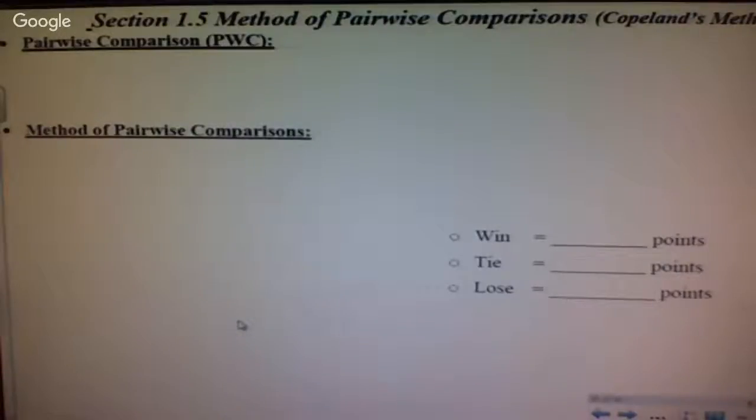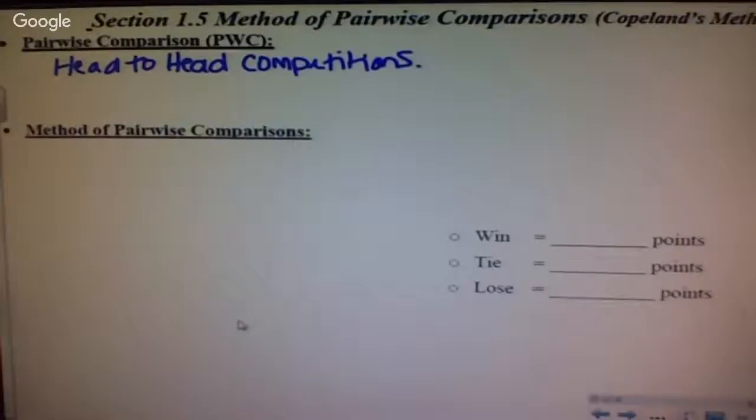Okay. This last method is called the method of pairwise comparison. So in other words, we're going to pair everybody up and compare their points. They also call this Copeland's method. So your method for pairwise comparison, these are head-to-head competitions, and these are in pairs, which means 2 candidates.